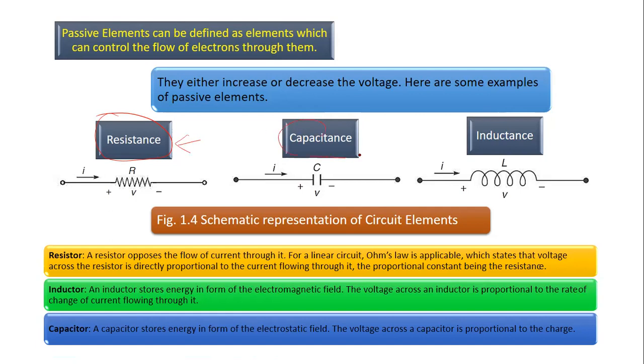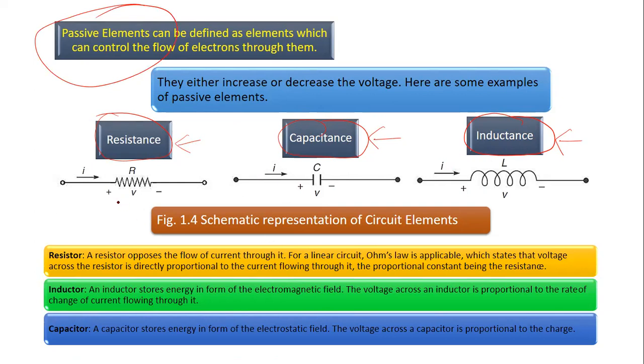A capacitor stores electrical energy in the form of an electrostatic field; we all know a capacitor stores charge. An inductor stores electrical energy in the form of magnetic energy. So they do not generate electricity, rather they either dissipate or store electrical energy, and that is why we call them passive elements.